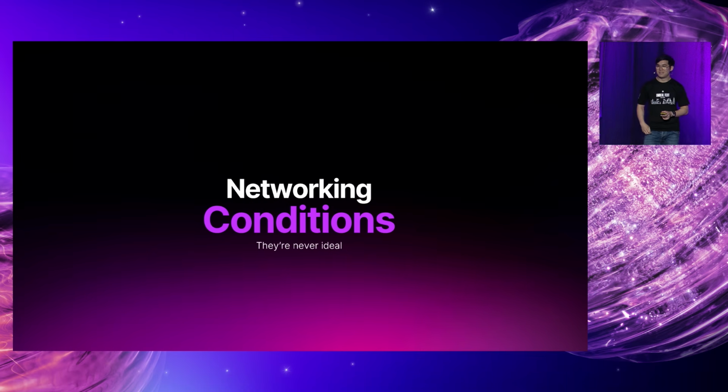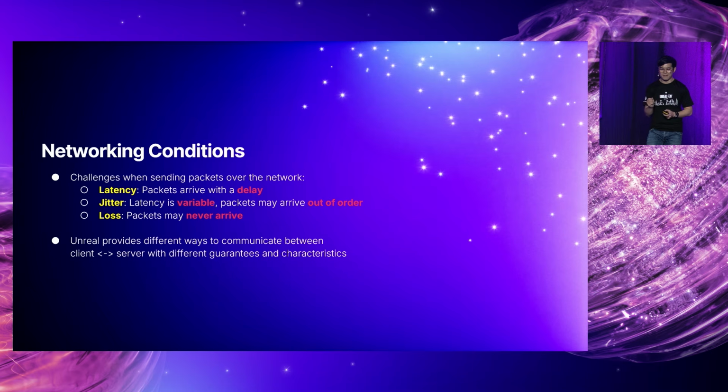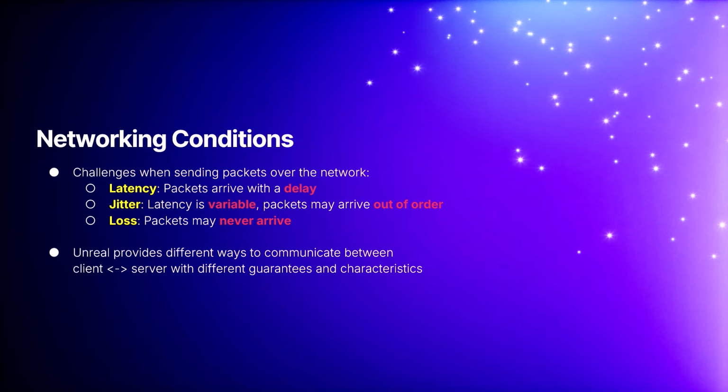But first, let's start with networking conditions, because these are basically the antagonists of this whole story. When you send data over the internet, you're sending packets, and those packets will have a delay, so latency. That latency will be unpredictable and variable, which we call network jitter. That can cause your packets to arrive out of order as well. Packets can also be lost on the network, so they might never arrive.